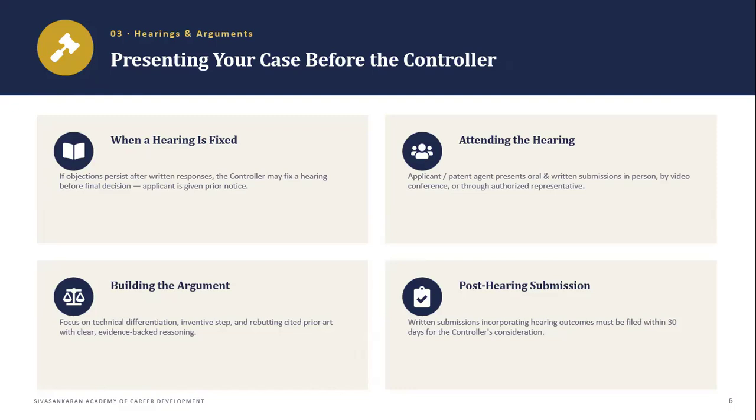During the hearing, the applicant, patent agent, or authorized representative may present oral and written submissions. The presentation notes that this may take place in person, through video conferencing, or through an authorized representative. The key to an effective hearing is preparation. The arguments should focus on the technical differentiation of the invention, inventive step, and a clear rebuttal of the cited prior art. Arguments should be structured, precise, and supported by appropriate evidence.